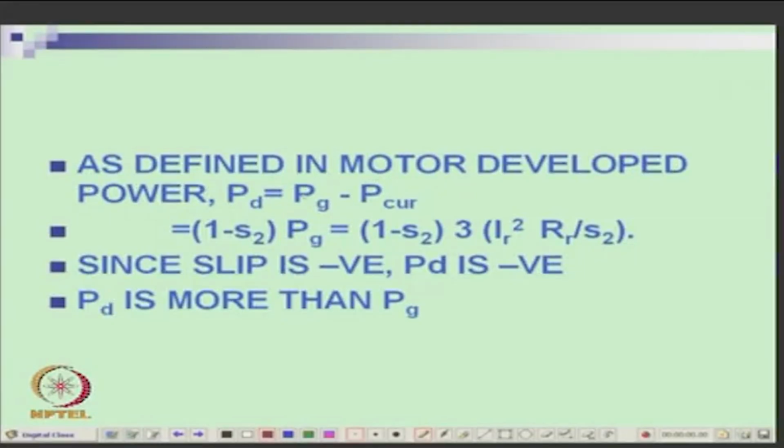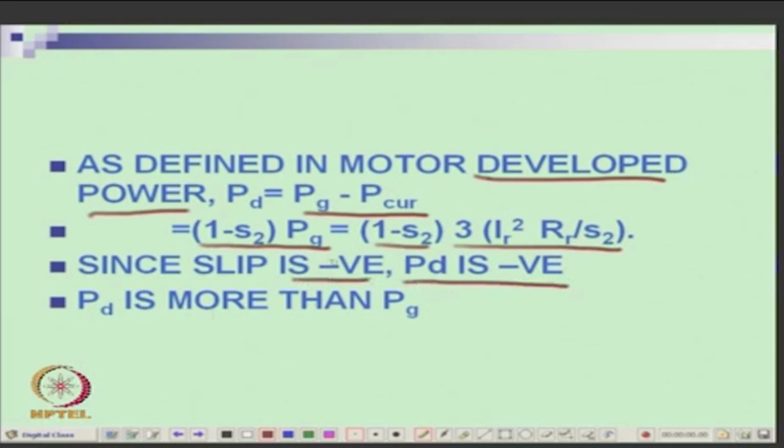So, therefore, the developed power is Pg minus P copper loss. That is (1 minus S2) times Pg, which is (1 minus S2) times 3 times IR square RR by S2. So, when slip is negative, developed power is also negative, PD is negative. That means PD is more than Pg, developed power is effectively input power.